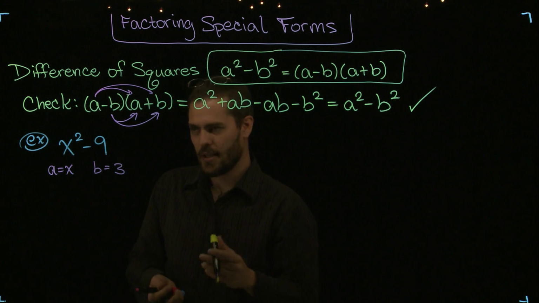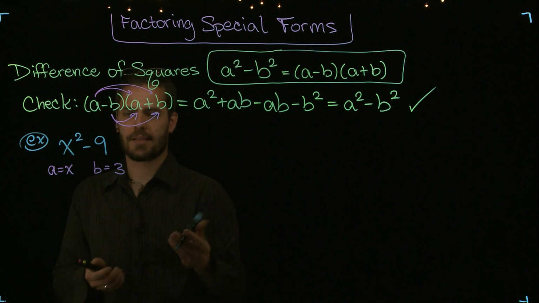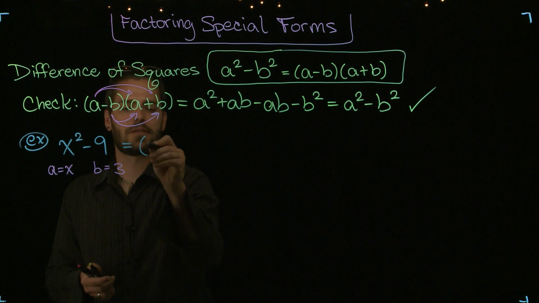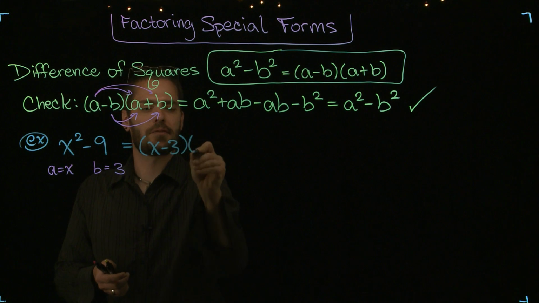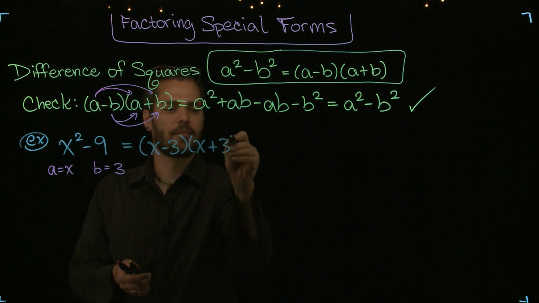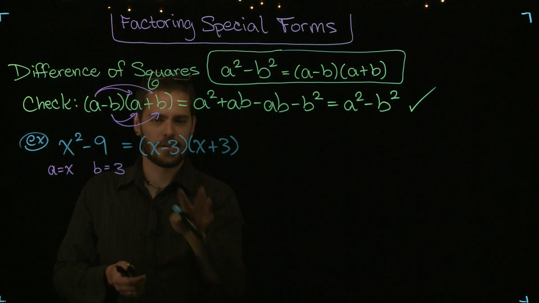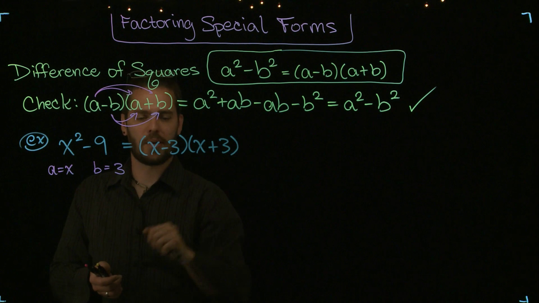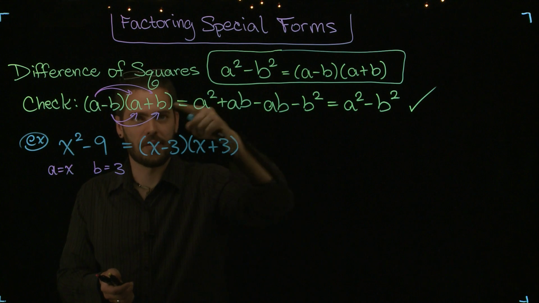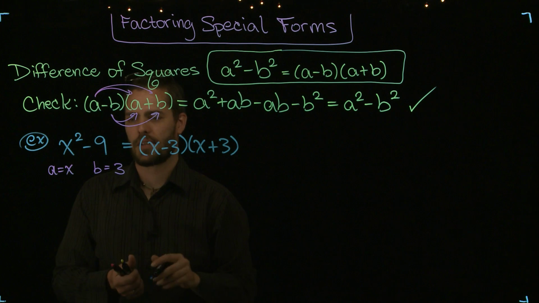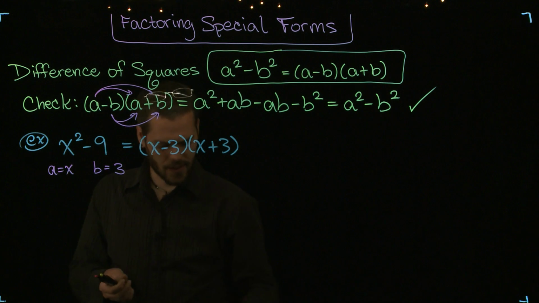So if I follow the pattern up there, I can say that this must factor to x minus 3 times x plus 3, and that's it. There's our factored result. You can check it by remultiplying, although we've already done that in the general case, so it must work for this case as well. Let's take a look at a few more examples.